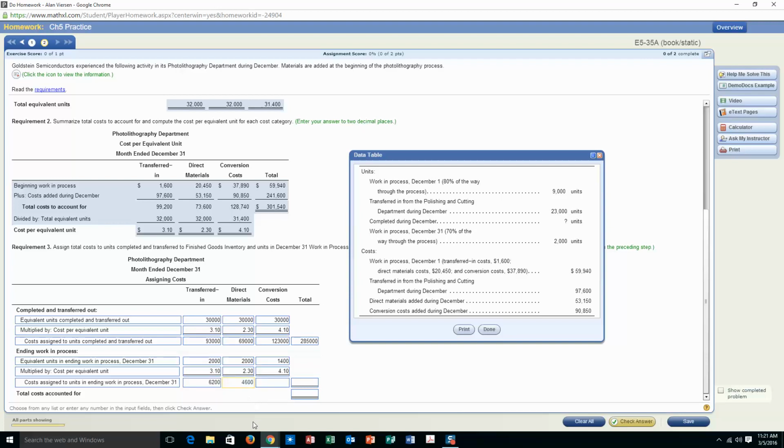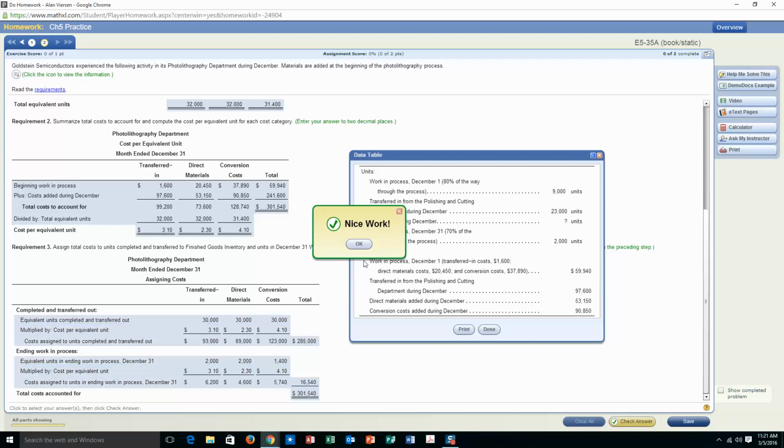6,200, 4,600, and the last one is going to be 5,740. Okay, if I've totaled this up correctly, it'll be 16,540. I account by adding these two together. I hope it comes up to the same total I got in step 3, 301,540. Check my answer. It's correct.